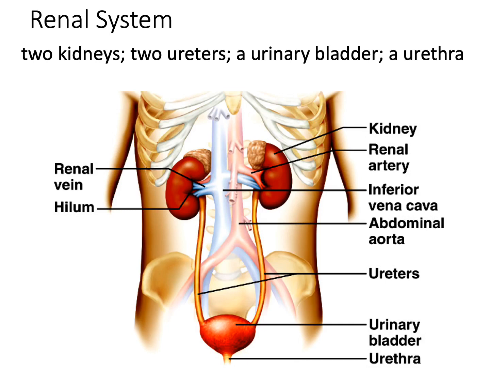Coming away from each of the kidneys, we will have a ureter. The ureters will lead into the urinary bladder, and the urinary bladder will lead into the urethra.